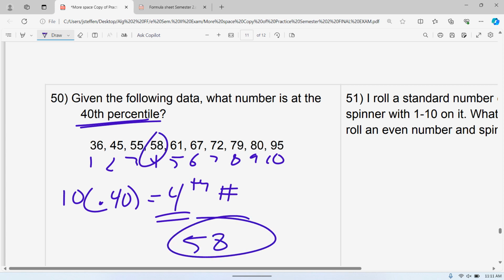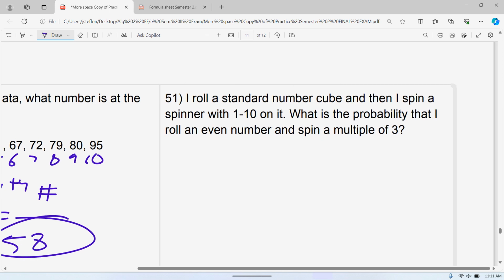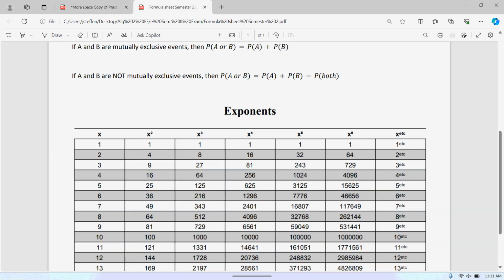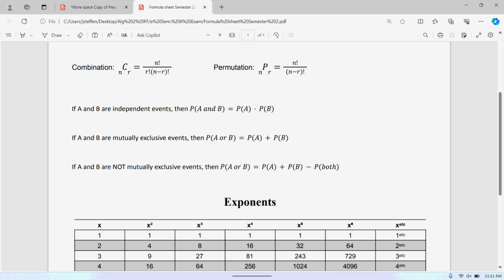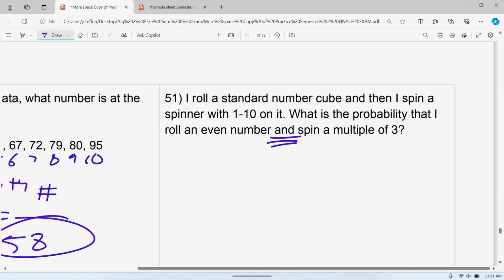I roll a standard number cube, and then I spin a spinner. What is the probability that I roll an even number and, which is important, a multiple of 3? So, and, this is the formula sheet you'll get on the final exam. And is right here. So that means you multiply. I guess I should make it a little bit more specific.